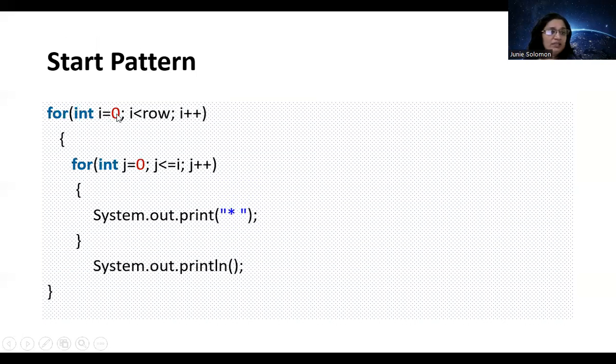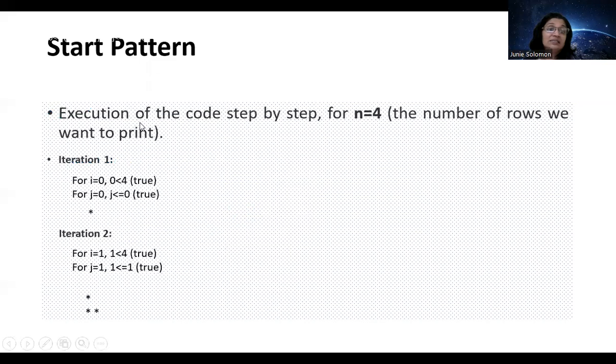Now you see, i equal to 0, i less than row, that is 4, the number of rows. So however many times i brings, that many times you have to go. When I say j equal to 0, I start from 0. So first we'll see the first step, and then the loop will go on like this. The execution will start with n equal to 4, the number of rows.